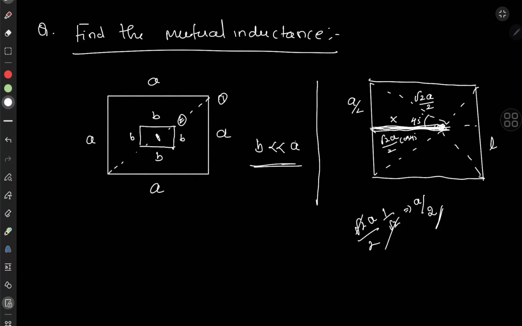After getting A by 2, we can easily find the magnetic field. Which formula do we have to apply? From a single rod, the magnetic field at the center can be calculated as mu naught I divided by 4 pi into distance, into sine phi 1 plus sine phi 2.